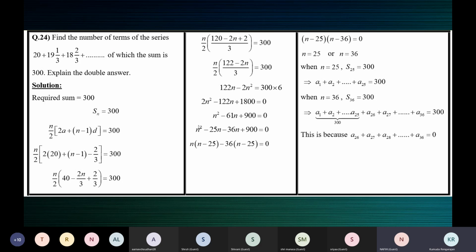So the required sum is 300. That means Sn is 300. So then the formula, and we know the first term a is 20. The common difference is minus 2/3. How do you find the common difference? a2 minus a1. The first term a is 20. The common difference d is 19 1/3 minus 20, which is minus 2/3.